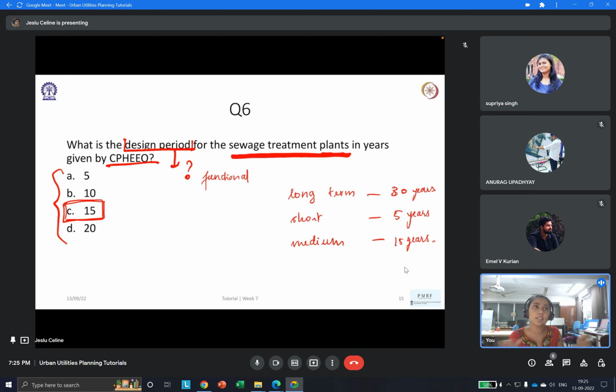More than 30 years, as we have discussed, mostly we don't design anything because there will be a lot of variations which can happen, especially with treatment plants or when it comes to water supply, drainage, sanitation, and all that. Things may not sustain beyond that time. Exactly, because it's in continuous use and it involves a lot of chemical and water components. So usually 30 years is the design period taken as long term, and short term and medium term components are also there. Here a sewage treatment plant is considered a medium term component, and it is 15 years.